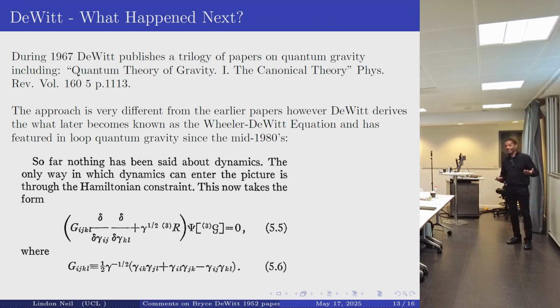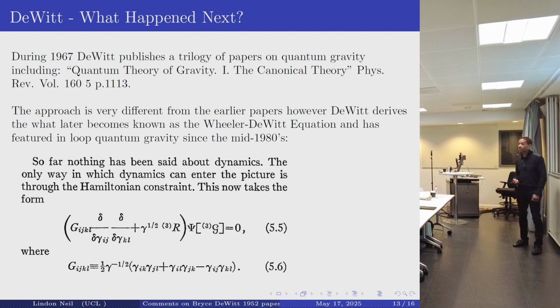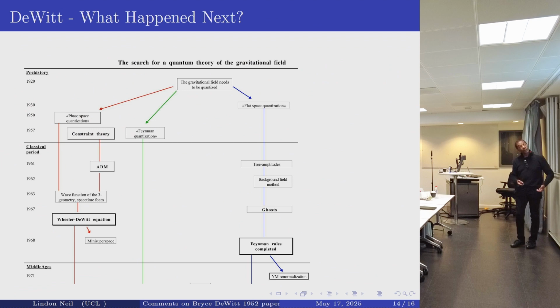What happened 10 years later was the mammoth work that DeWitt did, a trilogy of papers called The Quantum Theory of Gravity 1, 2, and 3. This one is the canonical theory, and this will be more known to our community. It's not well known to me because I'm not an expert in quantum gravity, but basically in that paper is the Wheeler-DeWitt equation, and that didn't really have much practical value at the time.